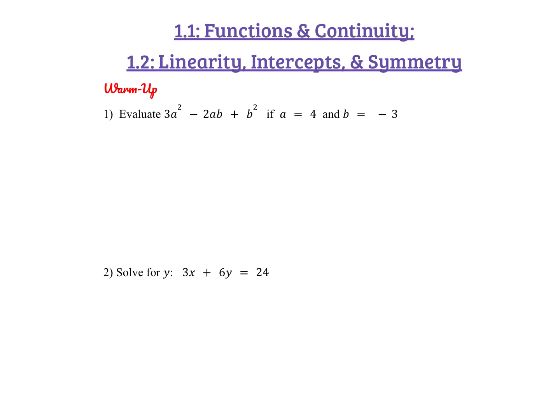Hi everyone, this is Mrs. J, and today we're going to learn about functions, continuity, linearity, intercepts, and symmetry. So we're really starting to talk about some of the key features of functions.